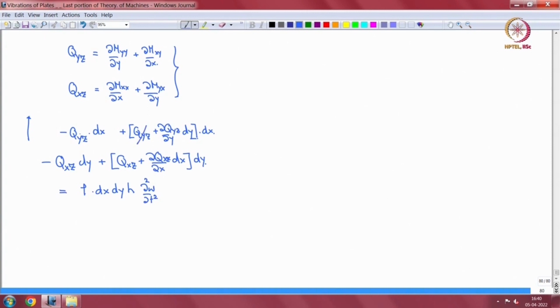Again this goes with that, this goes with that, we are left with del qyz by del y plus del qxz by del x is equal to rho h del 2 w by del t square.